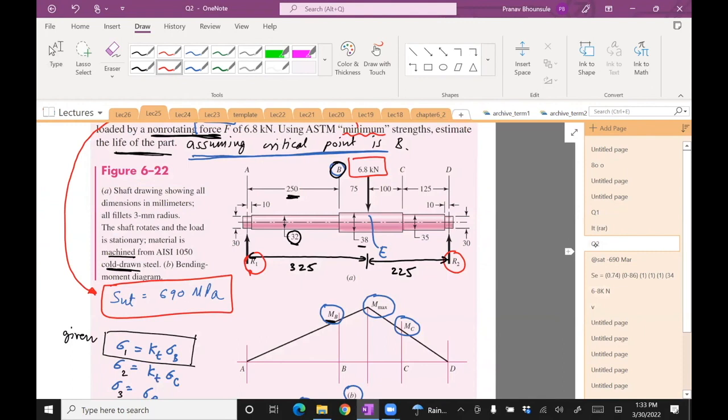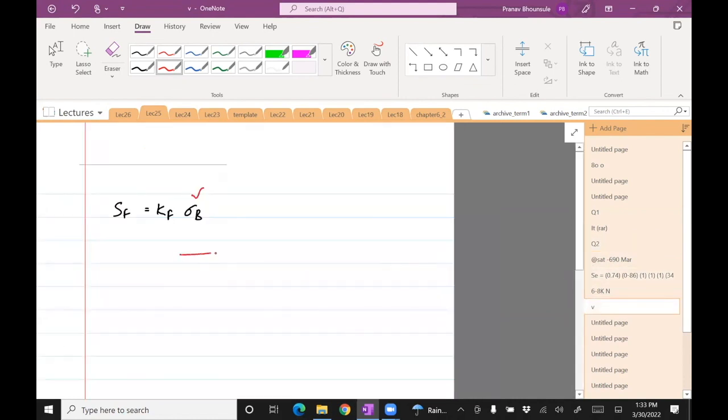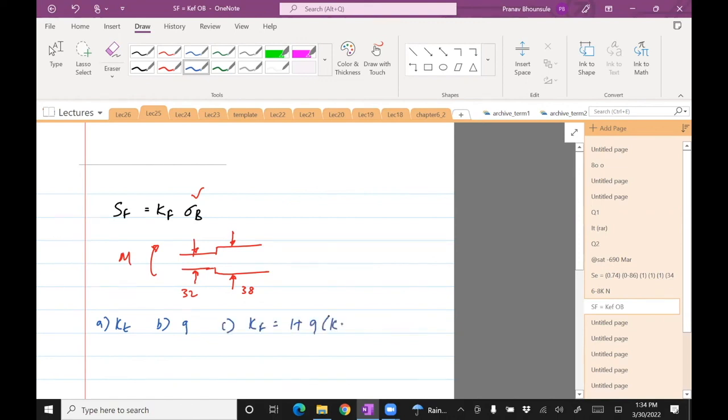So if you look at this figure, this is 32 mm, this is 38 mm, and there's a change in diameter. So we're looking at something like this, 32, 38, and this is subjected to bending. Okay, now to do that, step 1 is compute KT for this geometry. Step 2 will be compute q, and step 3 would be compute Kf as 1 plus q times (KT minus 1).